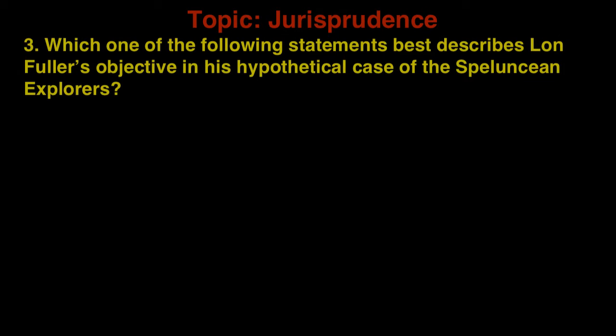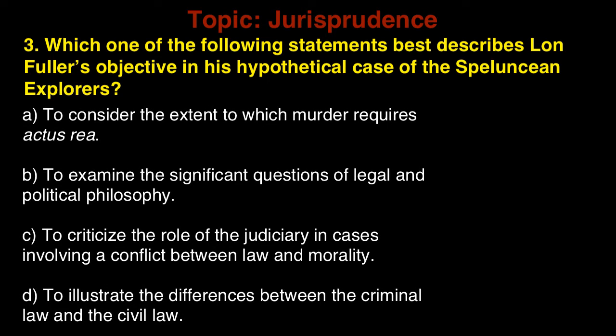3. Which one of the following statements best describes Lon Fuller's objective in his hypothetical case of the Speluncean explorers? A. To consider the extent to which murder requires actus reus. B. To examine the significant questions of legal and political philosophy. C. To criticize the role of the judiciary in cases involving a conflict between law and morality. D. To illustrate the differences between the criminal law and the civil law.